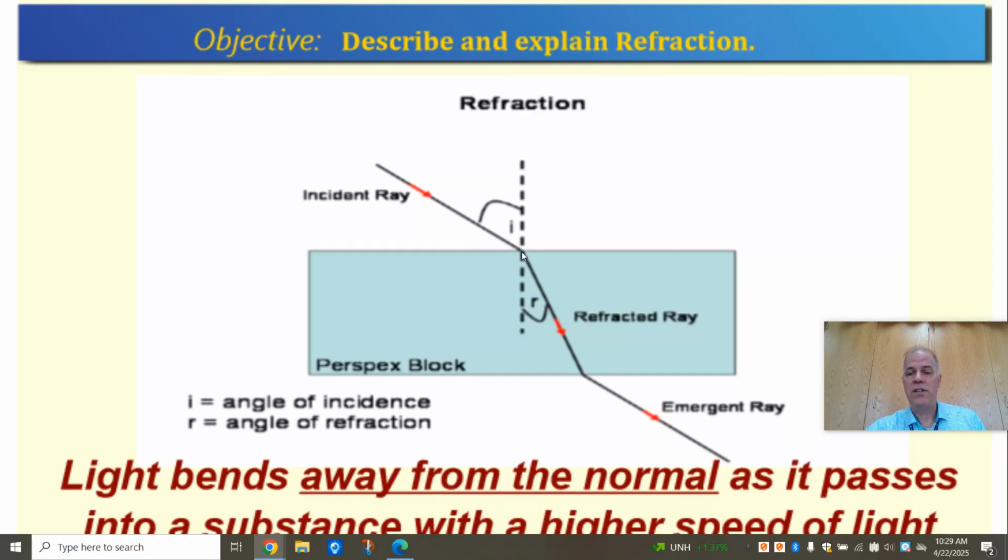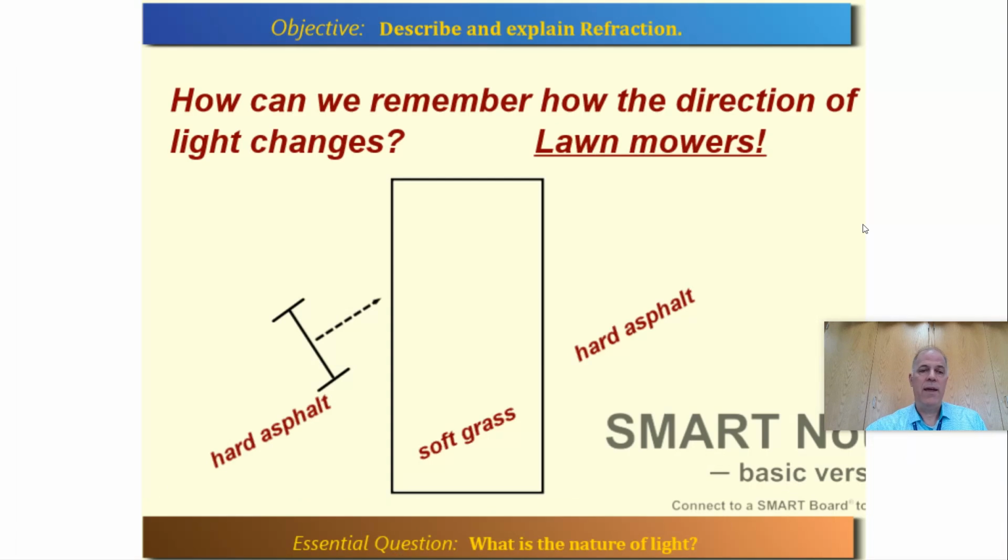And as it passes into the slower substance, it bends toward the normal, and then it bends away from the normal. Now, it would be nice to have a way to remember that, and we do have a way. And this is it. And the way we remember is with lawnmowers. Most of us have pushed a lawnmower through grass. And the idea here is that we have a rectangular plot of grass, which is relatively soft and relatively difficult to push the lawnmower through.